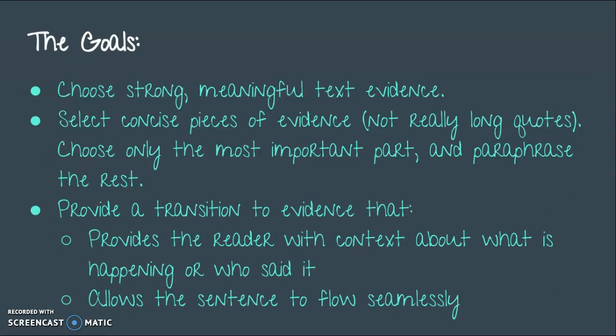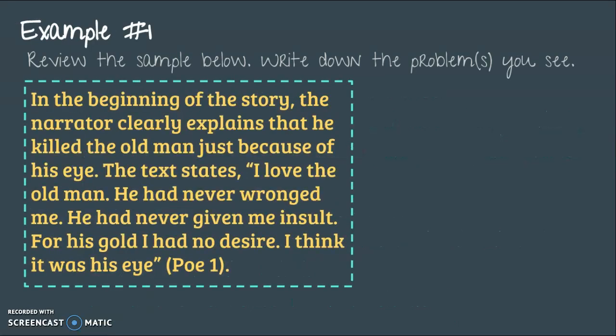The goals for you are choosing really strong and meaningful text evidence that's going to help support your answer, choosing a concise or a short piece of evidence, and then providing transitions into your evidence that give the reader some context about what's happening in the story, or maybe which character said something in a story, or even if it's an informational article. And then you also want to incorporate evidence in a way that allows your sentence to flow seamlessly. So I'm going to show you some examples of that.